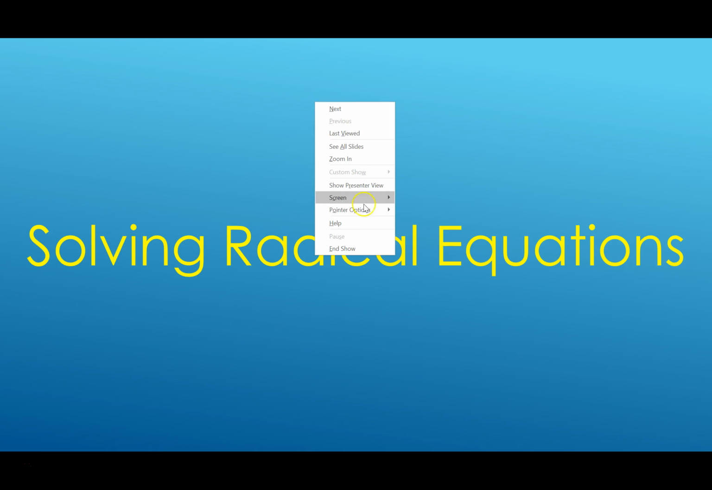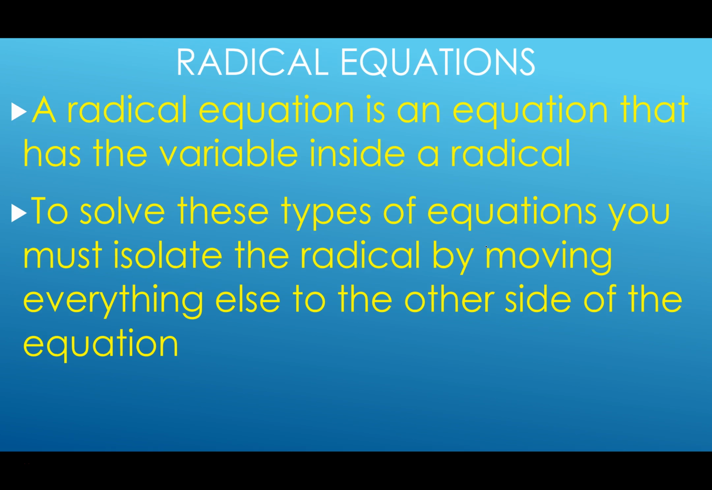Today we're going to be finishing up our topics on radicals, and we're going to talk about how to solve a radical equation. By radical, I mean square root equations, not radical in terms of radical opinions or anything like that. So again, a radical equation is one that has the variable inside the radical itself. So it could be inside a square root, inside a cube root, a fourth root, and so on.